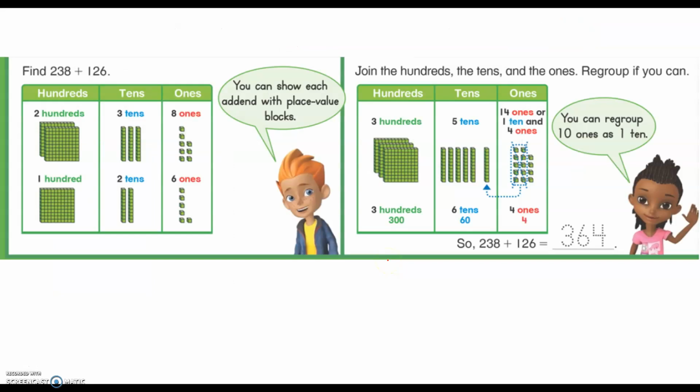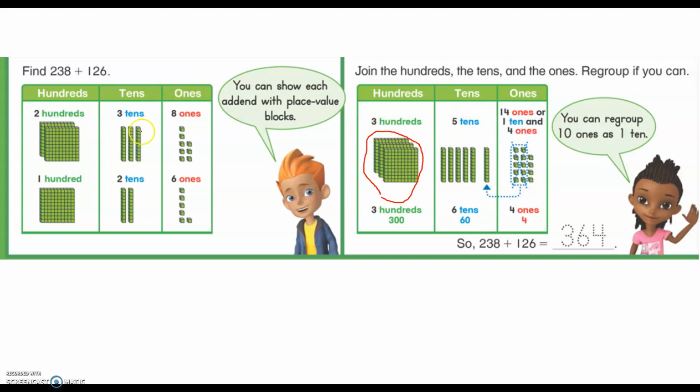Find 238 plus 126. We start by showing 2 hundreds, 3 tens, and 8 ones in place value blocks. We're adding 100, 2 tens, and 6 ones. The first thing we need to do is join the hundreds. We had 2 hundreds, we're adding 100. We now have 3 hundreds.